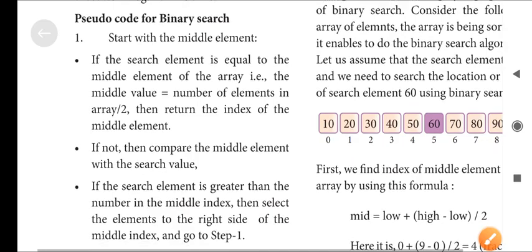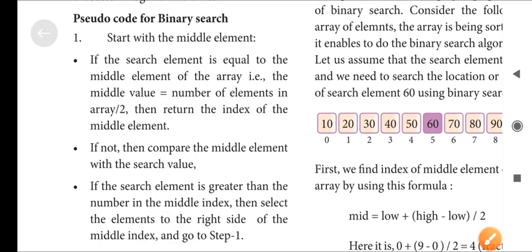The next topic is the pseudocode for binary search. In linear search, I explained the example first, and after that the pseudocode. But in binary search, I will explain the pseudocode first, and after that I will explain the example. Then you can easily understand.